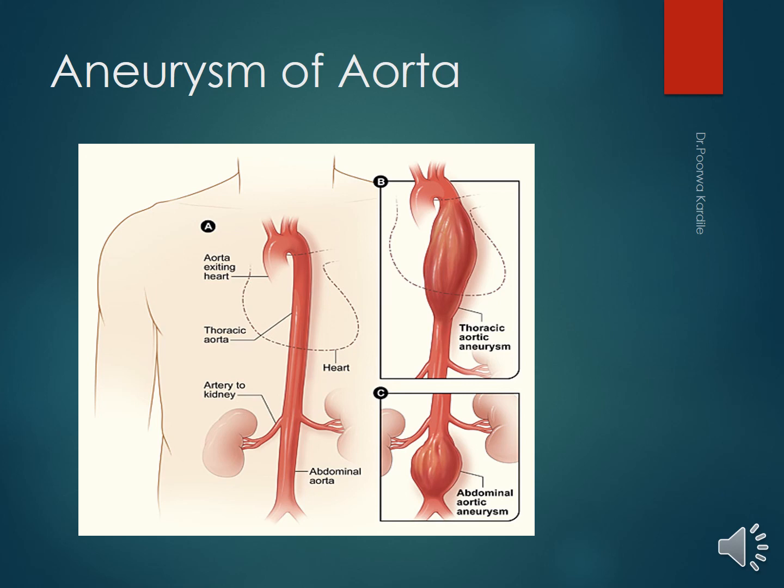Then the second type is abdominal aortic aneurysm. It occurs below chest in the abdomen, and it is more common in men over 65 years of age, and it is again caused by atherosclerosis, and infection or injury can also cause them. So there is throbbing or deep pain in the back or sides, and pain in the groin region or legs.